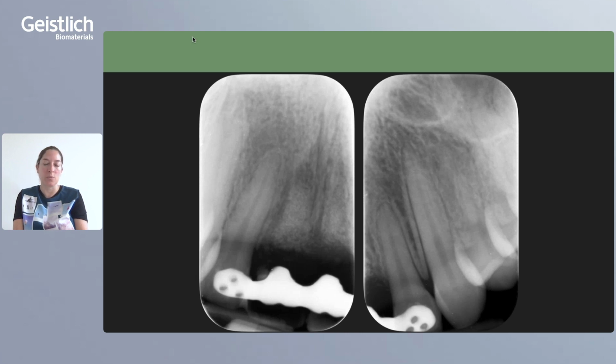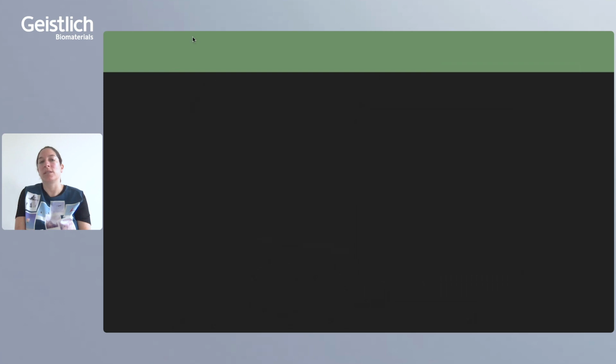perform ridge preservation procedures. And on the X-ray, you do see that there is something in the alveolar. Whether this is going to be bone or not, we don't know. It's radio opaque. You can see that the alveolus has been filled with some ridge preservation material, and then a resin-bonded provisional bridge has been inserted.